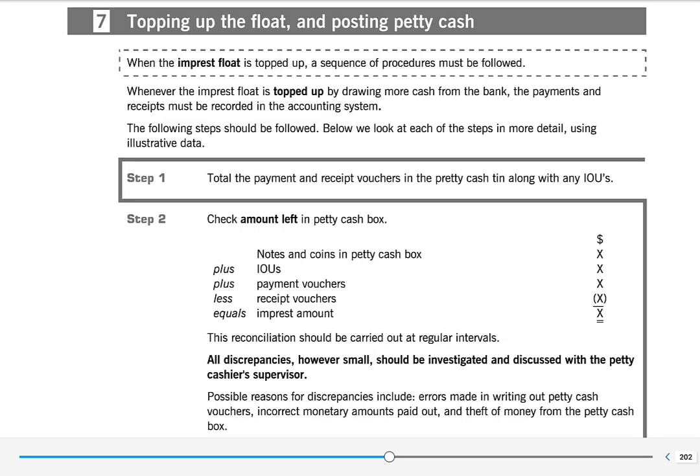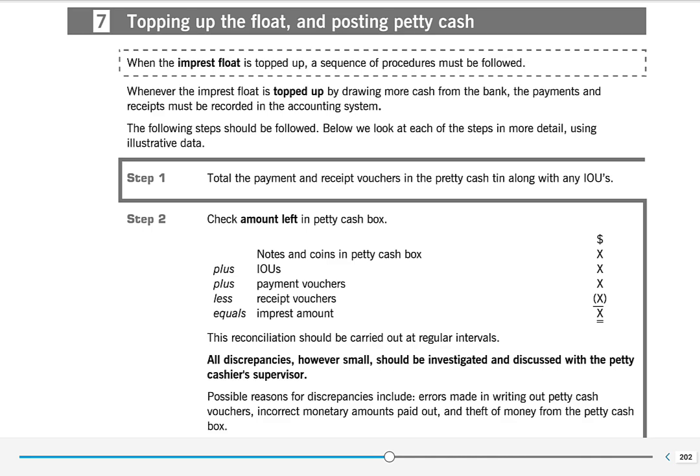Lesson 7 is about one very important routine in petty cash. It is called topping up the float and posting petty cash. In a real business, petty cash is used every day for small payments, so the cash in the petty cash box keeps going down. If we do nothing, the box will eventually become empty. That is why we need a proper system to refill it and record everything correctly. This lesson teaches you how to do that job in a controlled and professional way.